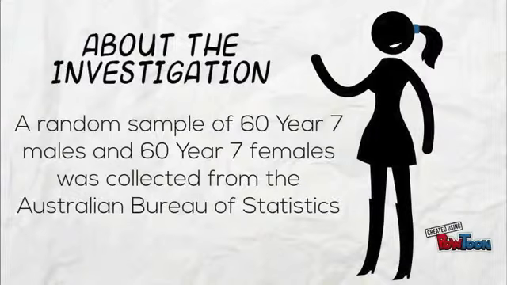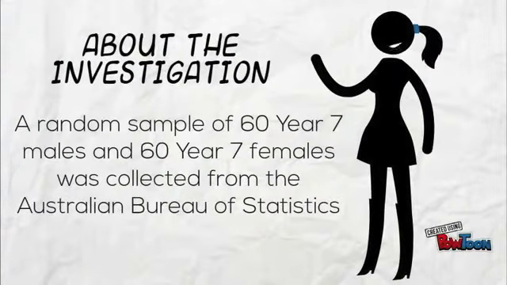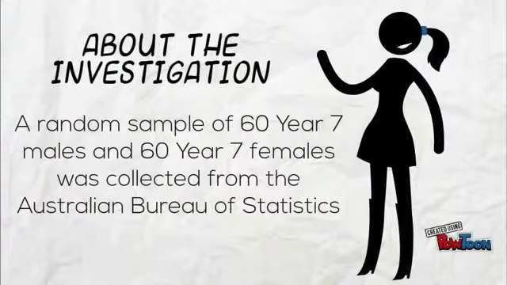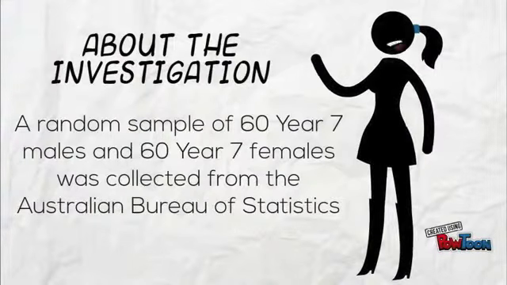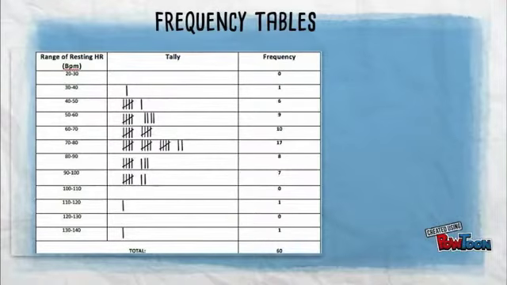The data was collected from the Australian Bureau of Statistics website. I used national data from 2014 with a total sample size of 120 Year 7 students. This consisted of 60 males and 60 females. By grouping the data into tens, I constructed two frequency tables.